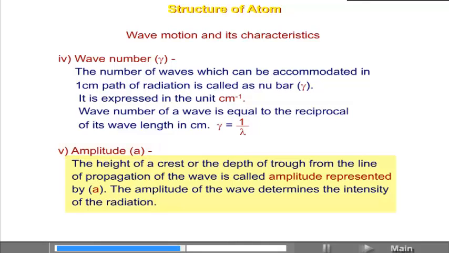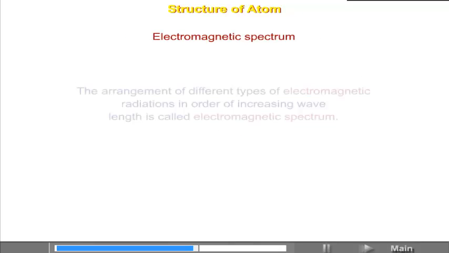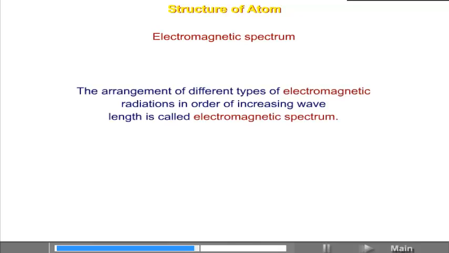Amplitude A. The height of a crest or the depth of a trough from the line of propagation of the wave is called amplitude, represented by A. The amplitude of the wave determines the intensity of the radiation. Electromagnetic spectrum. The arrangement of different types of electromagnetic radiations in order of increasing wavelength is called the electromagnetic spectrum.